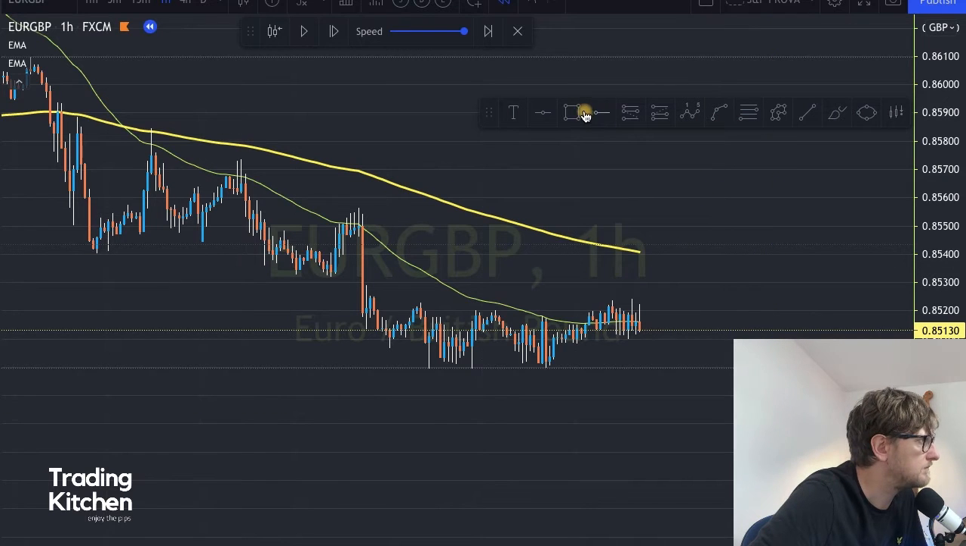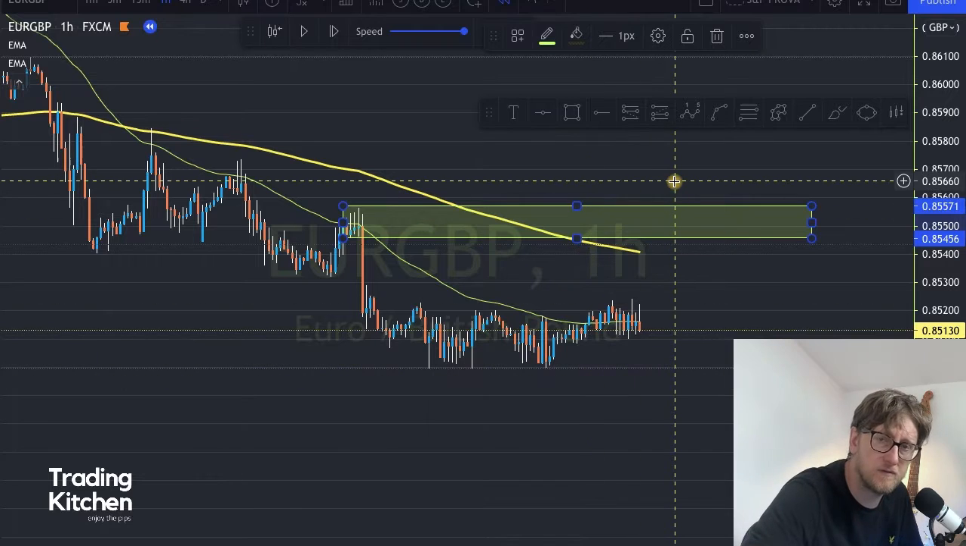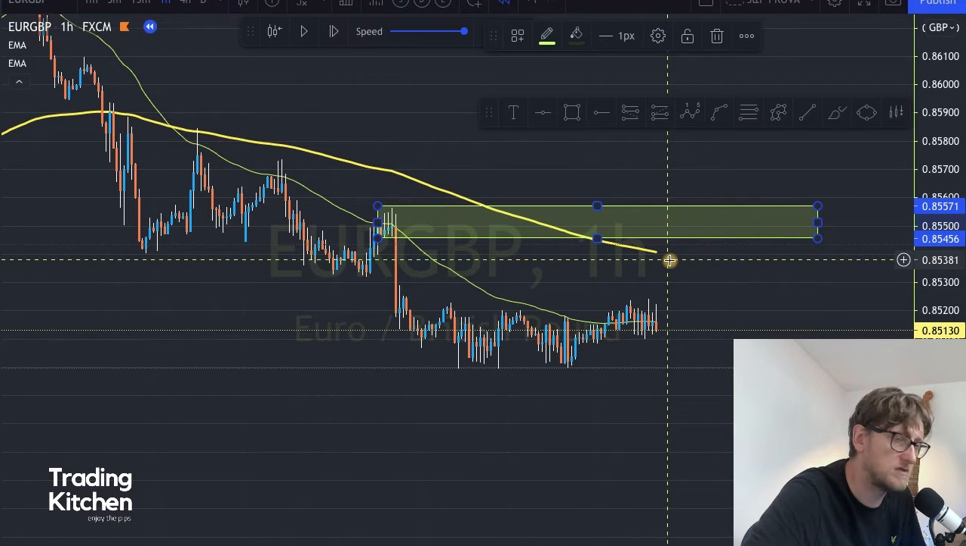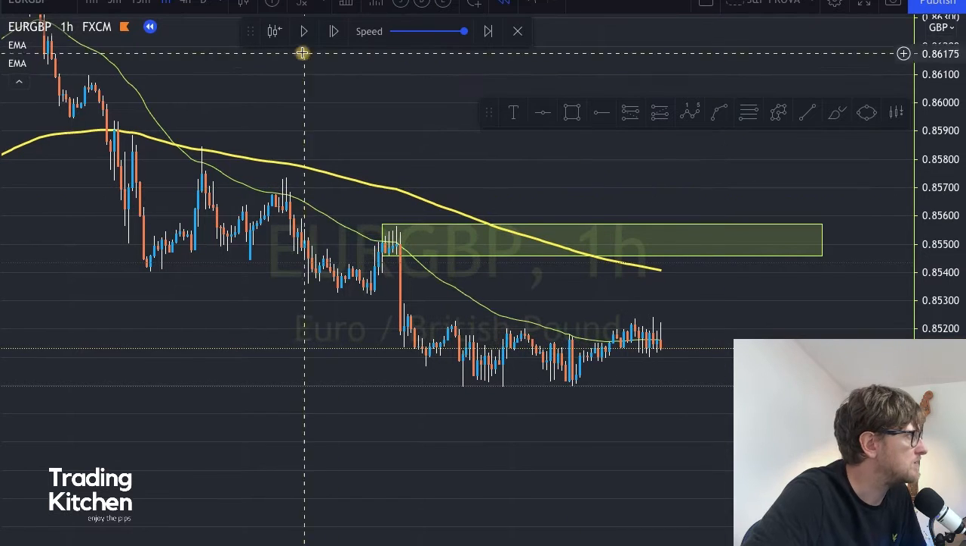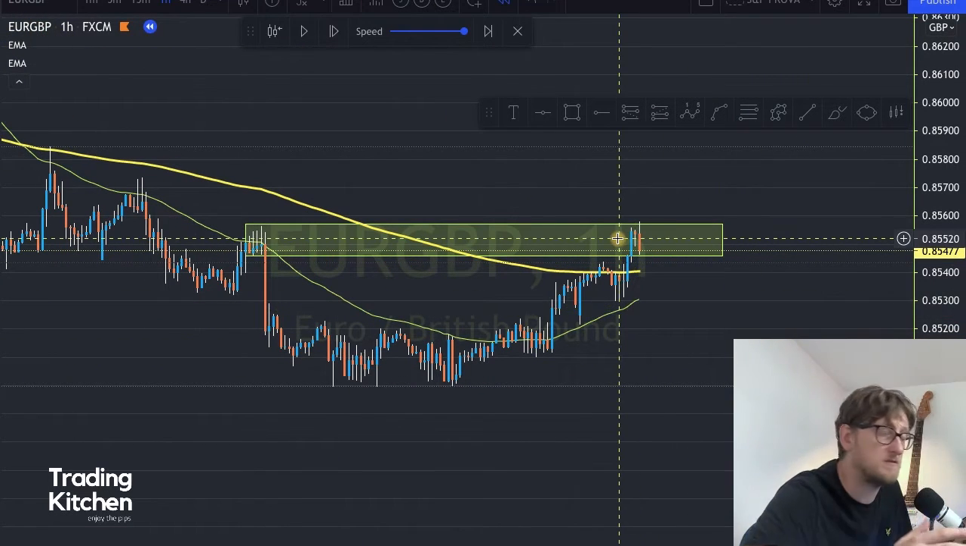So I wait first of all for the price to reach this zone. I will not open a short until the price reaches the zone. So this is very, very important. So let's move on. Okay, now finally price gets into the zone.